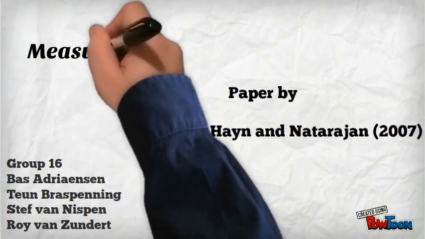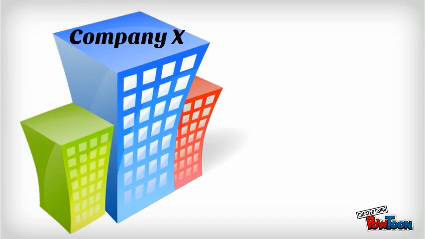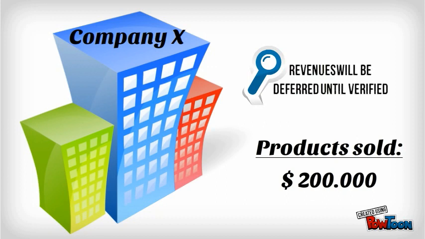Measuring Reporting Conservatism, a paper written by Givoly, Hain and Adriaensen. This is Company X. Company X is an American retailer which sells a lot of products on account. Let's assume that for the first quarter of 2014 a total of $200,000 is sold on account. However, these revenues will be deferred until they are verified.